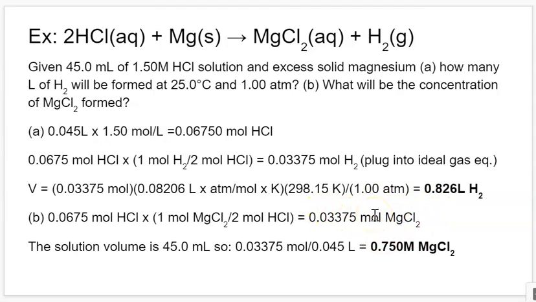And then to get the concentration, I'm going to need to divide the moles by the volume. Since there was a solid and a liquid, I can use the volume of the liquid because no other liquid is being added. So I can assume that the magnesium chloride solution, when it is formed, is still in 45 milliliters. So I can take the moles, 0.03375, divided by 0.045 liters, and we end up with 0.750 molar magnesium chloride as the resulting solution concentration.